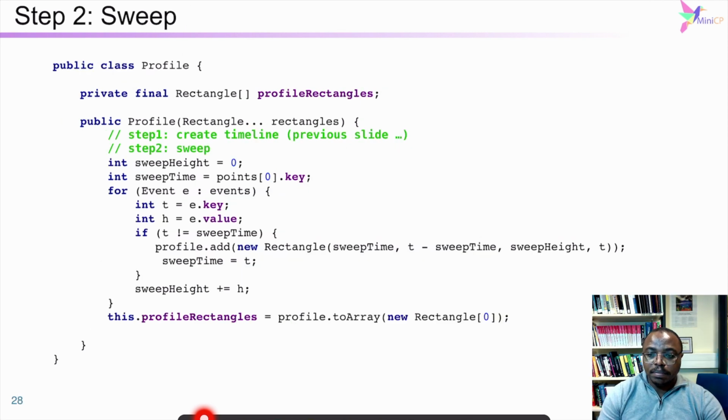The second step switches over events and creates a new rectangle profile between 2 different times. We can therefore check if the height of the current rectangle is less than or equal to the capacity of the resource.